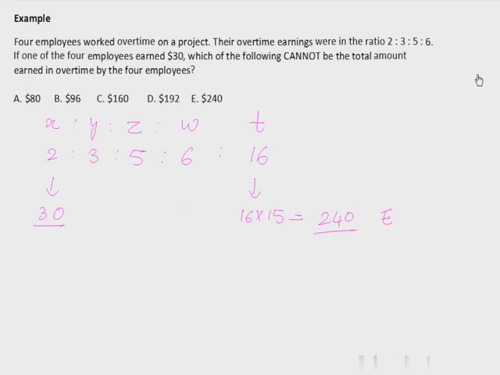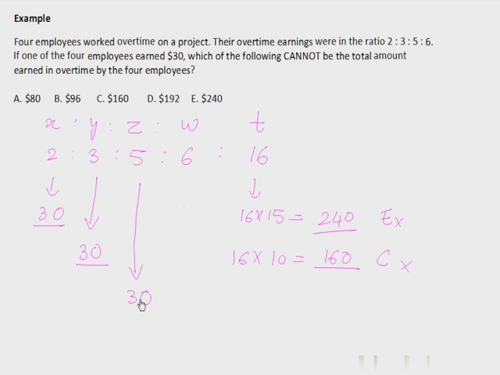So E is out. Let's say Y earned the 30. That means the second employee earned $30. So his ratio to the total is 3:16. 3 becomes 30 by multiplying by 10. I would have to multiply the total by 10 to get 160. Is that an answer choice? C. So C is out. I can get 160.